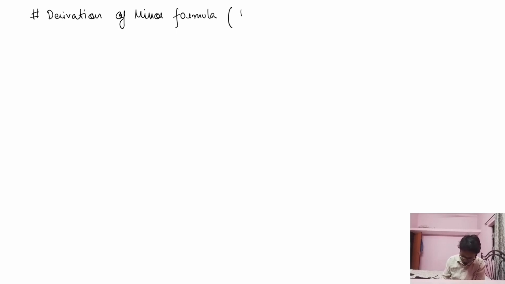Achha, what we are going to do now is derive the mirror formula that we have just seen. So our current topic is the derivation of the mirror formula, or the formula that contains 1 by v plus 1 by u is equal to 1 by f. Okay, so how do you derive this formula?